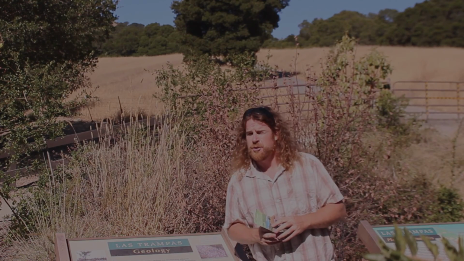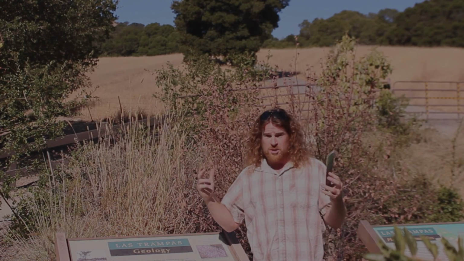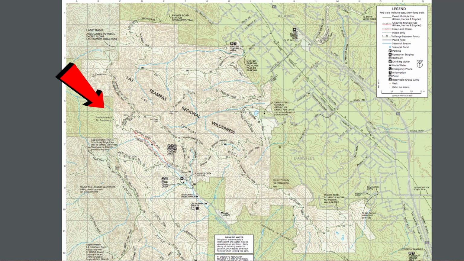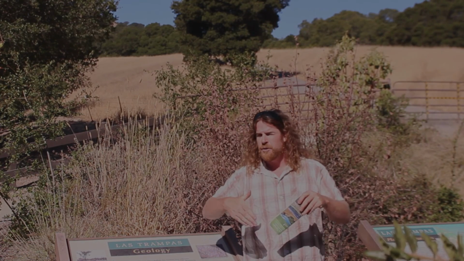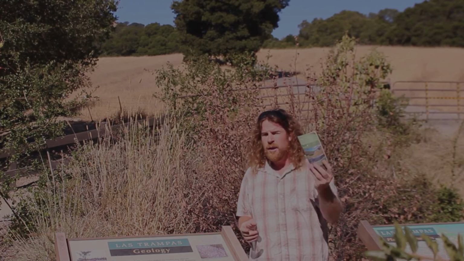Let me get back to the geological formations. Now, Las Trampas is where two fault lines converge. We've got Bollinger Fault Line on the western ridge and Las Trampas Fault Line on the eastern side. Now, as these two fault lines converge, you have some really interesting things going on. Now, let's take a look at that.